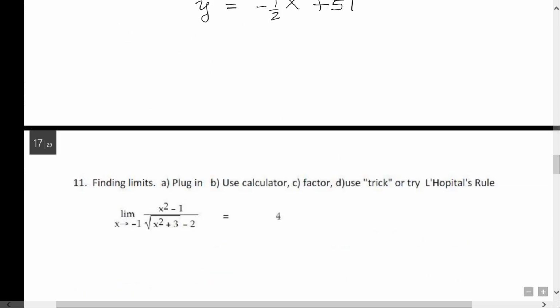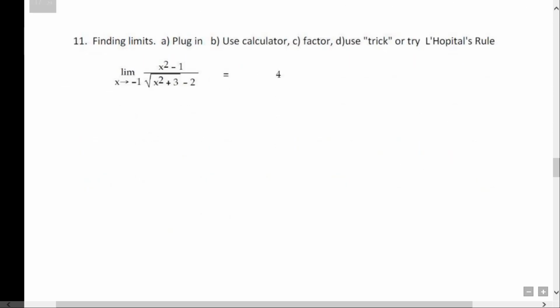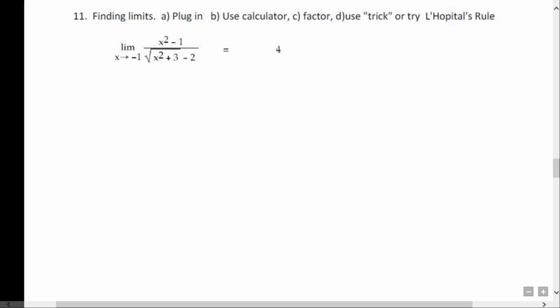Now the next problem is finding limits. We talked about several ways to do it. If you can plug in the value that x is approaching and calculate a value without dividing by 0 or getting 0 over 0, that works for most functions.